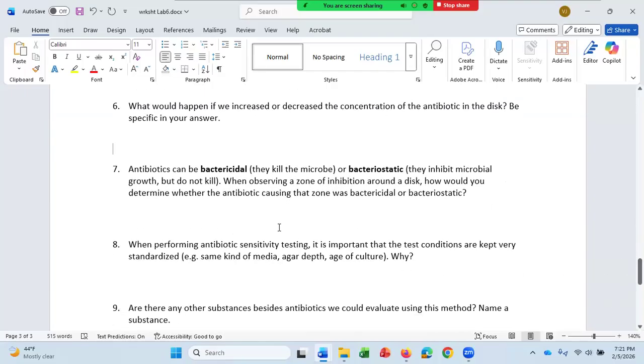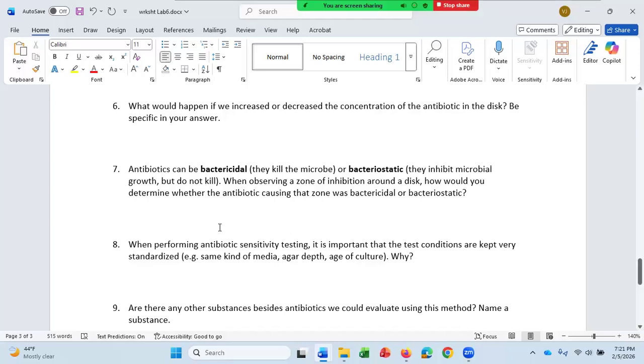And 7, antibiotics can be classified as bactericidal. They actually kill the microbes. For example, penicillin G is actually a bactericidal antibiotic. Well, it kills the microbes. Or if the antibiotic is bacteriostatic, it inhibits the microbial growth but does not kill the microbes. So when you're observing a zone of inhibition around a disc, how would you determine whether the antibiotic causing that zone was bactericidal or bacteriostatic?